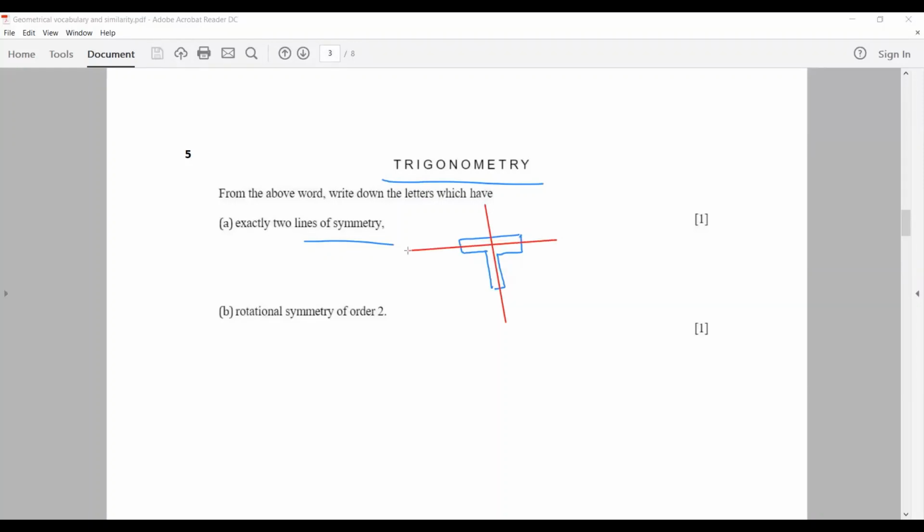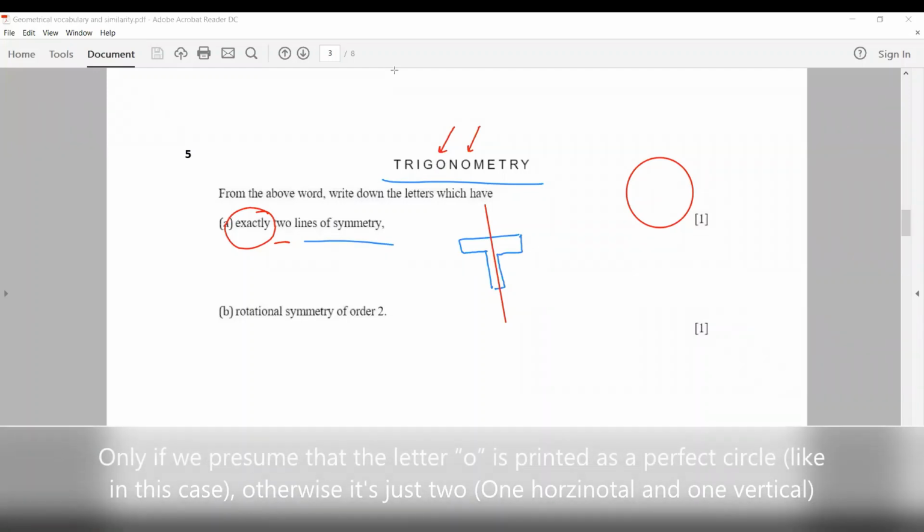This is not a line of symmetry. This is not a line of symmetry, right? This is not a line of symmetry. So it's just 1. We're looking for exactly 2. Why do they say exactly 2? Because if you look at O, it is basically a circle. And a circle has infinitely many lines of symmetry.